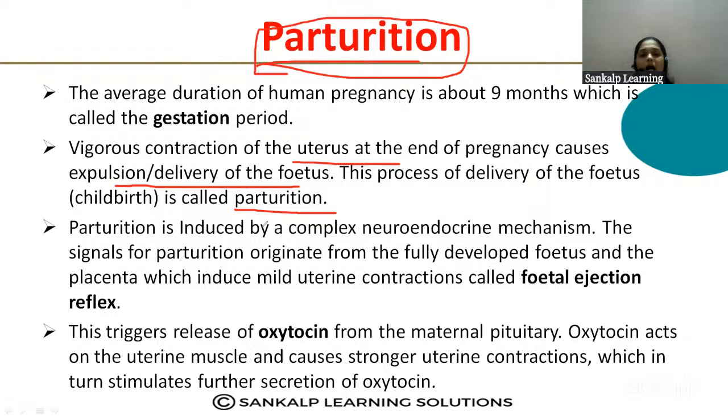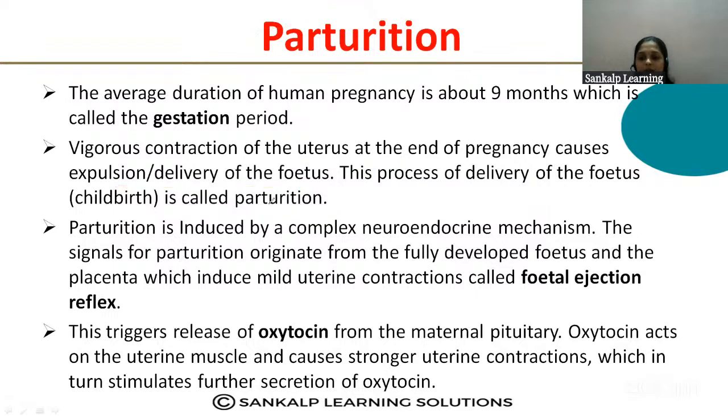Again, there are some hormonal changes that take place in the human body during parturition. So how is parturition induced? Parturition is induced by a complex neuroendocrine mechanism. And how does it originate? The signals for the parturition originate from the fully developed fetus.